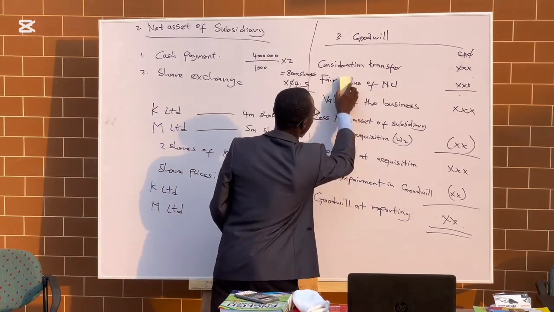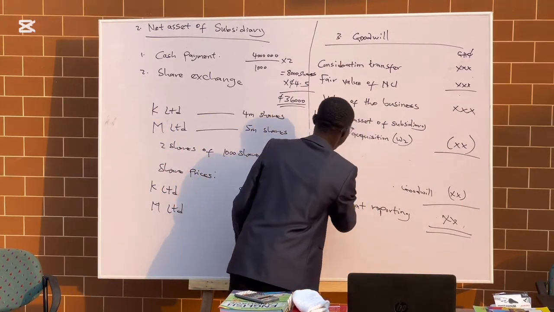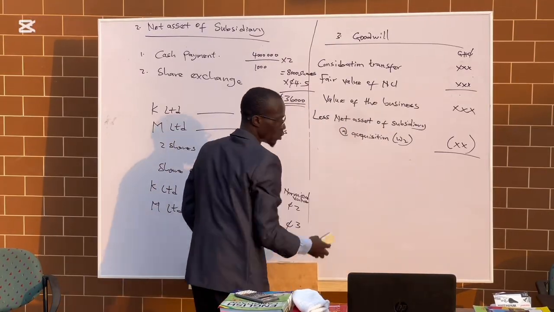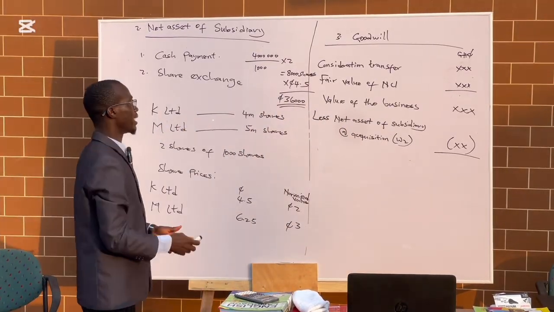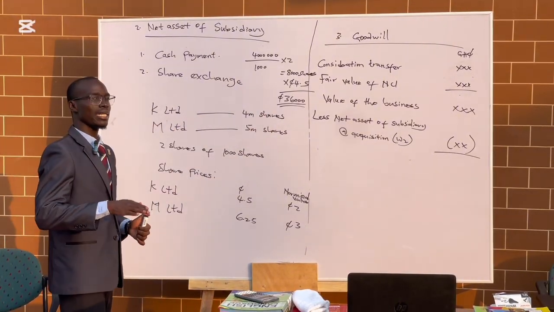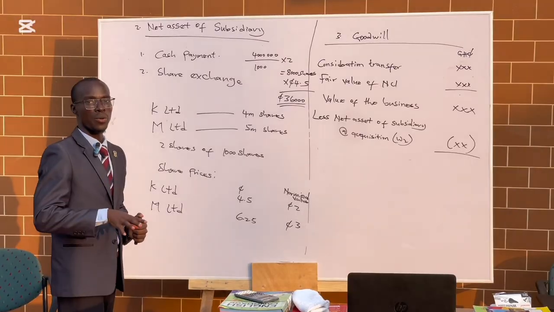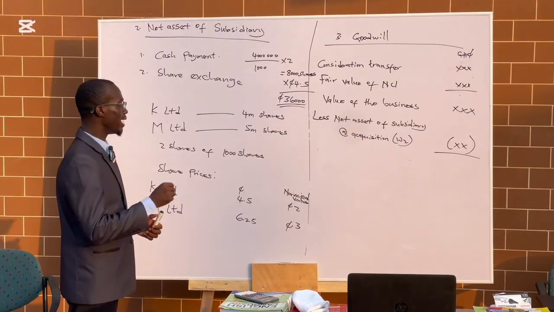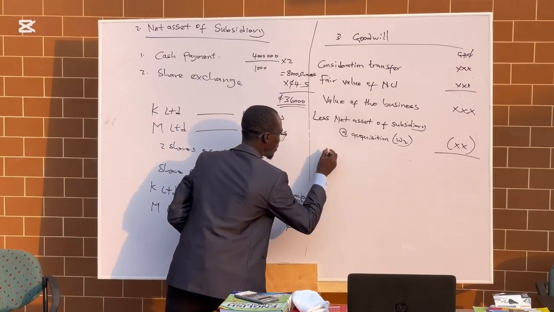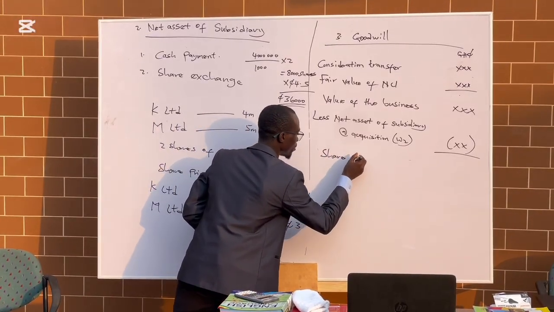So let me clean this side, so we are concentrating on this side, and I'm going to show you how you can share the share exchange. Like I said, if the examiner tells you that it has not been recorded, then you need to record it, and it is supposed to be shared between the share capital and the share premium. So share capital.